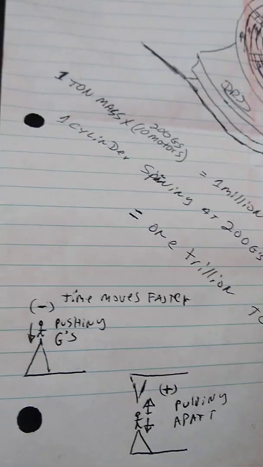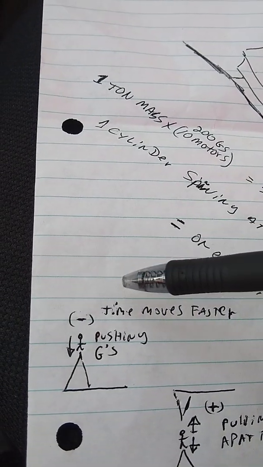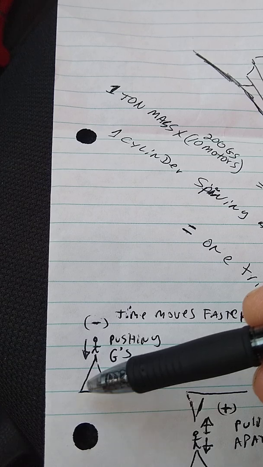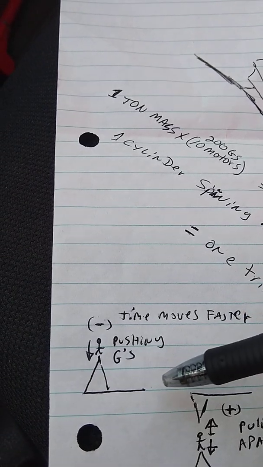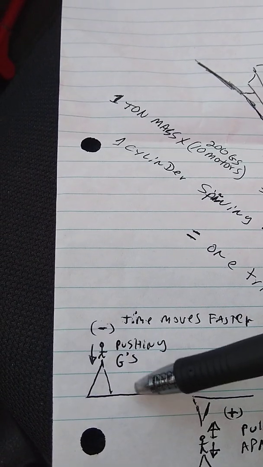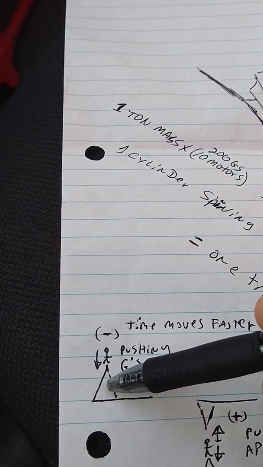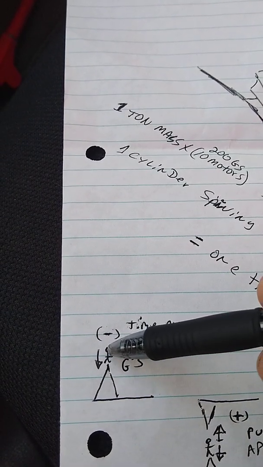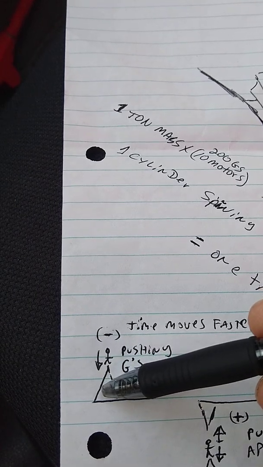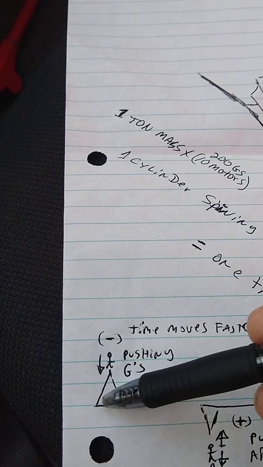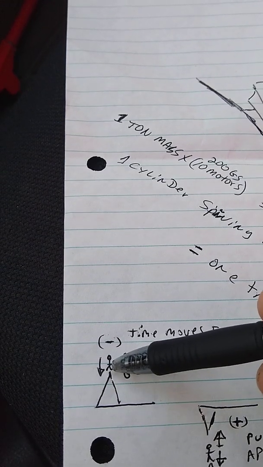So anyway, for example, if you're on a mountain and you have a twin brother, and you stay on top of the mountain, your twin brother at sea level, the one on the mountain actually ages quicker. Time goes faster because you've got this pulling effect toward the mountain. So you're pushing g forces toward the mountain. In this case, time goes faster.